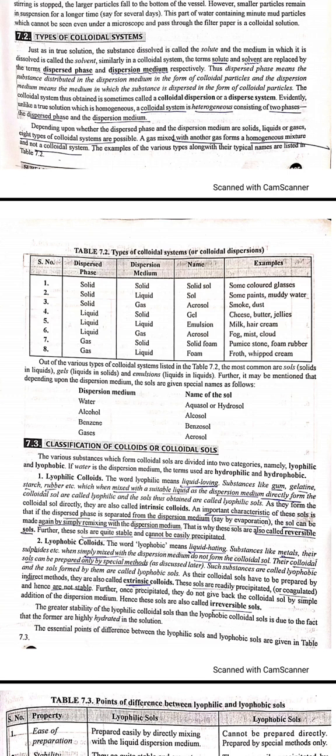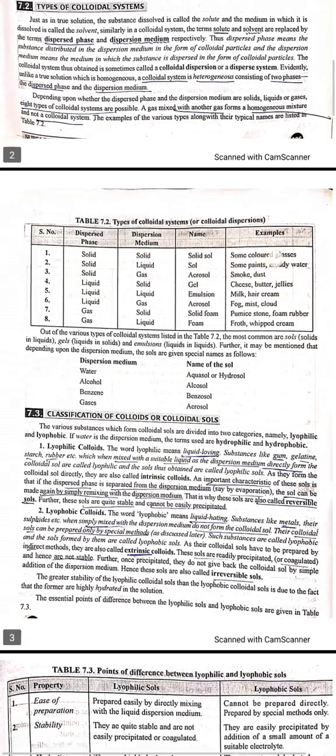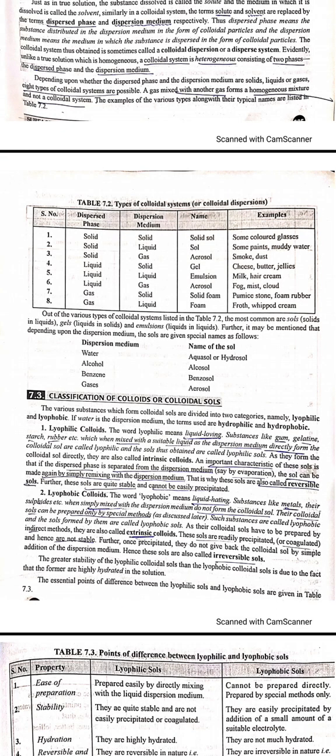Out of the various types of colloidal systems listed in Table 7.2, the most common are solids in liquids, then gels, that is, liquids in solids, and then emulsions, liquids in liquids.